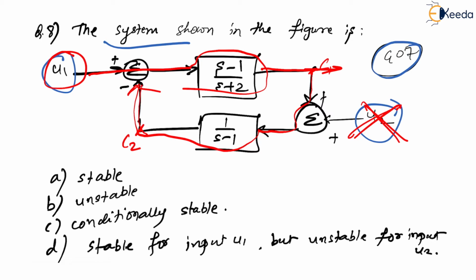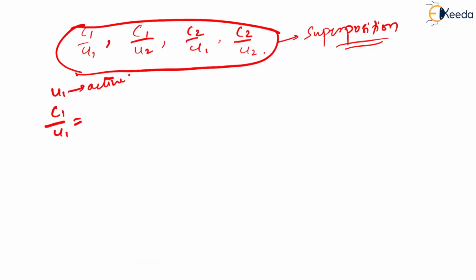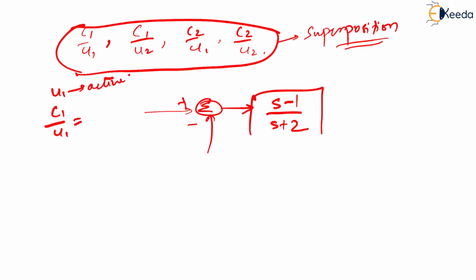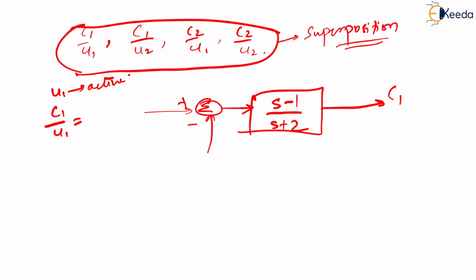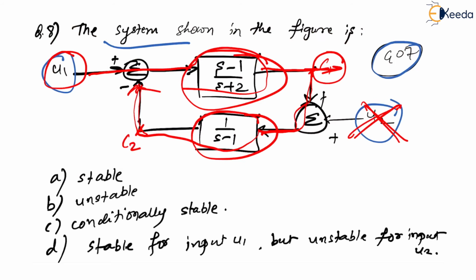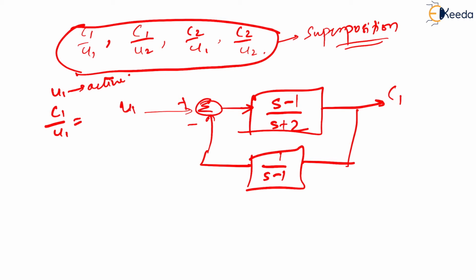Yes. What do you have now? You have seen that you will be having this negative feedback over here, correct? Which means the transfer function will look like this. This block will be in series. This is our output C1, and this 1 upon S minus 1 is the feedback now. This goes here this way, and this is our input U1, and this is C1.